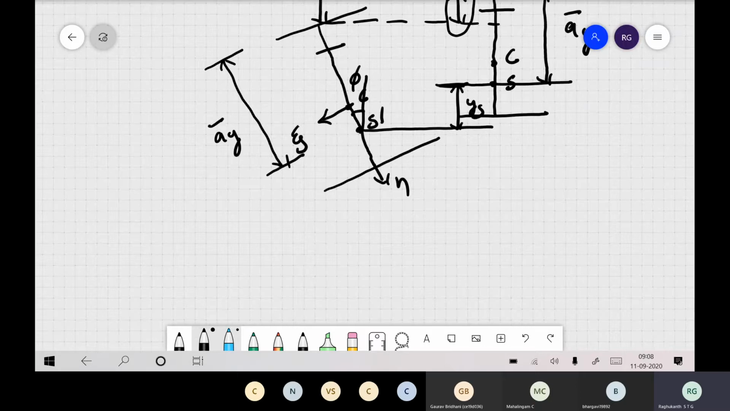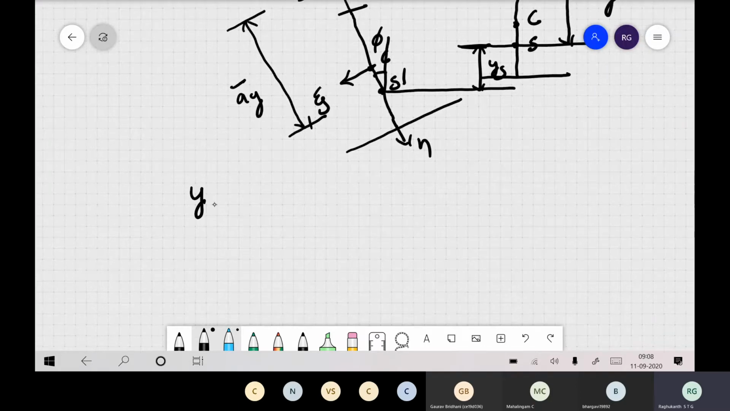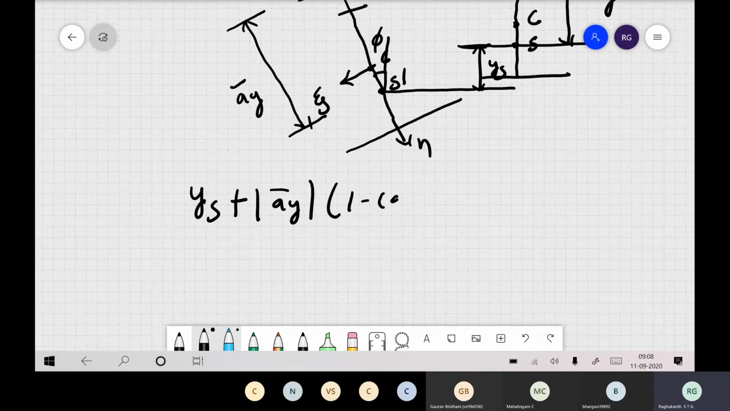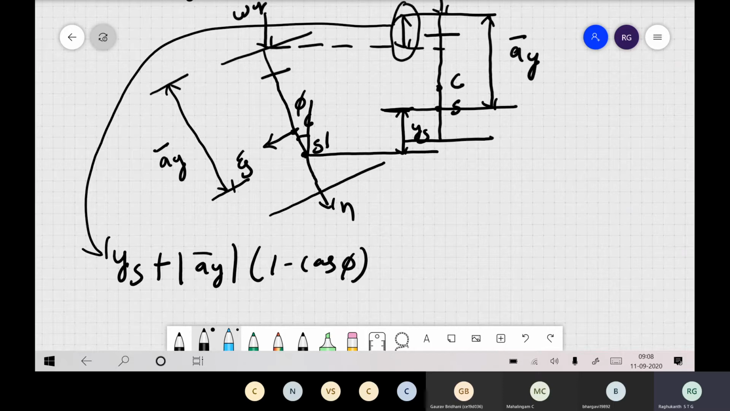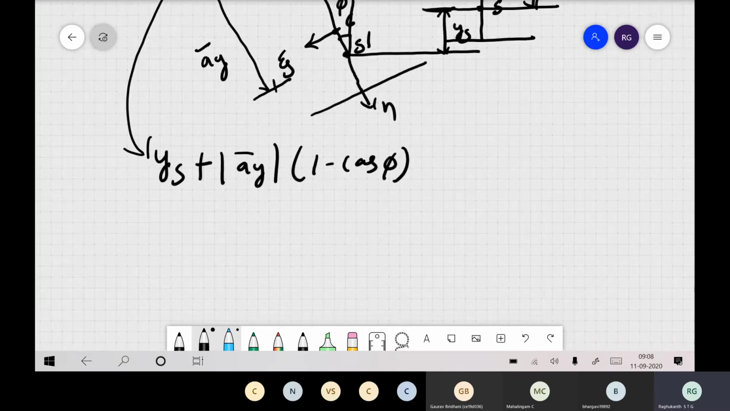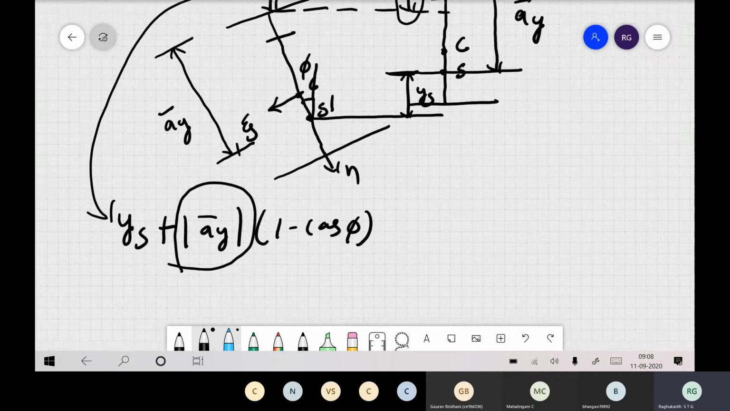So this distance can be written as ys plus modulus of ay bar times (1 minus cos phi). This quantity you can write in this format, and you can do your algebra. The shear center has moved by ys, and if you add the inclination and other things, you will get an expression like this. Now why has modulus of ay bar been written here? To make it more general.